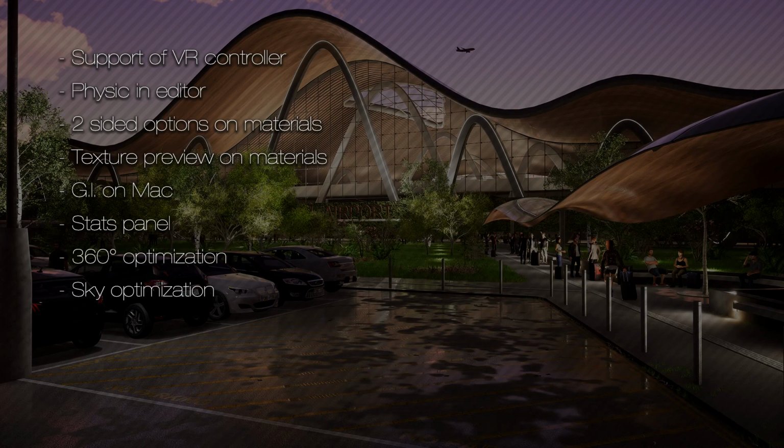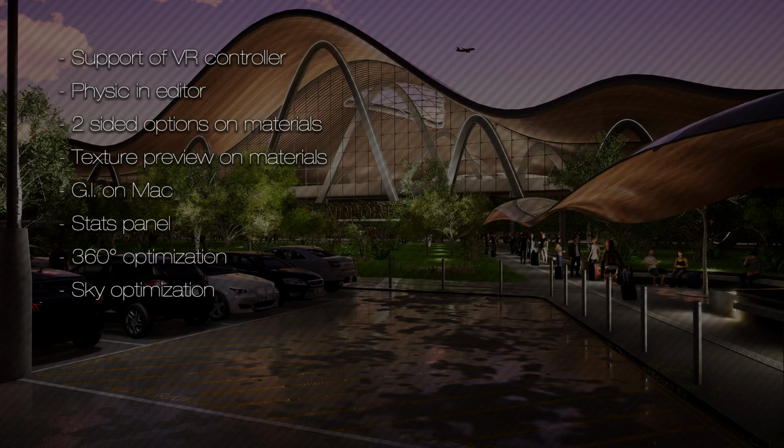We also have physics in editor, meaning that using the M shortcut, we can activate the physics, so it puts you on the ground while you are working in Twinmotion. So for example, when you are placing your camera, you can enable your physics and it puts you at the height of a human being, so sometimes it's quite useful to set up your scene. We have the two-sided option on the materials now. We have also a texture preview on material. When you are creating your own material, you can import your own texture and you have the preview of your texture. We have now also the GI on Mac. It wasn't possible before. The option was not available.